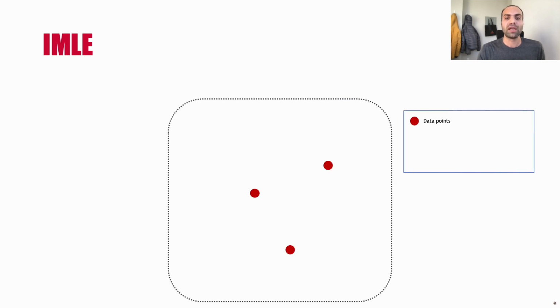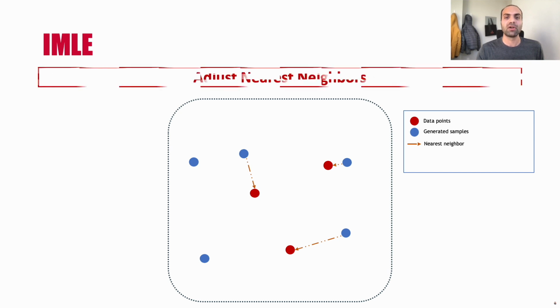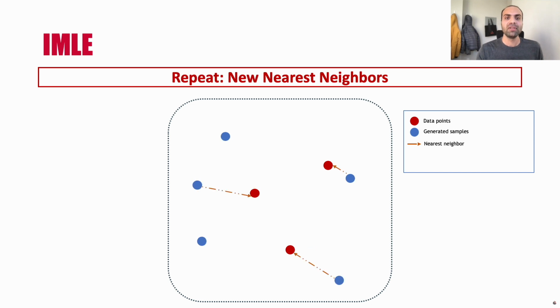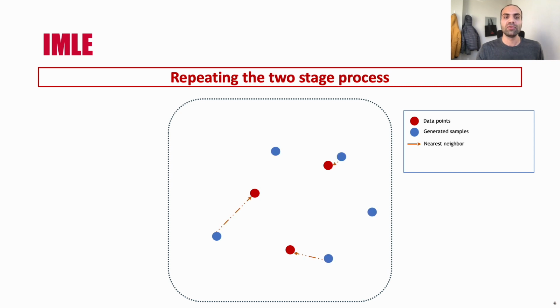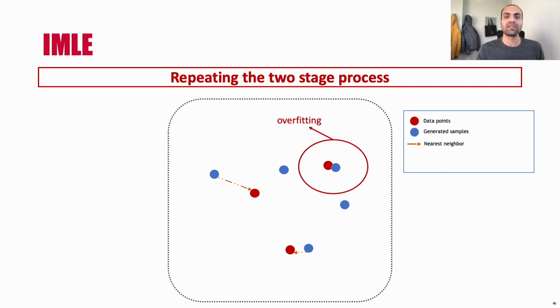In the following example, we can see how IMLE works. Here we can see the data points, some randomly generated samples, and the nearest neighbor for each data point. IMLE adjusts the nearest neighbors by pulling them closer to their corresponding data points for a fixed number of iterations. To repeat this process, IMLE finds the nearest neighbors among newly generated samples for all data points. This two-stage process repeats. Here we can see that some data points suffer from overfitting and some from underfitting.